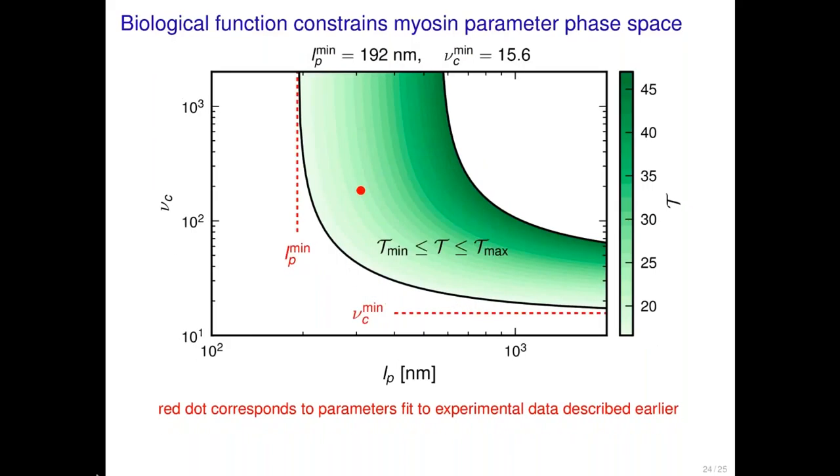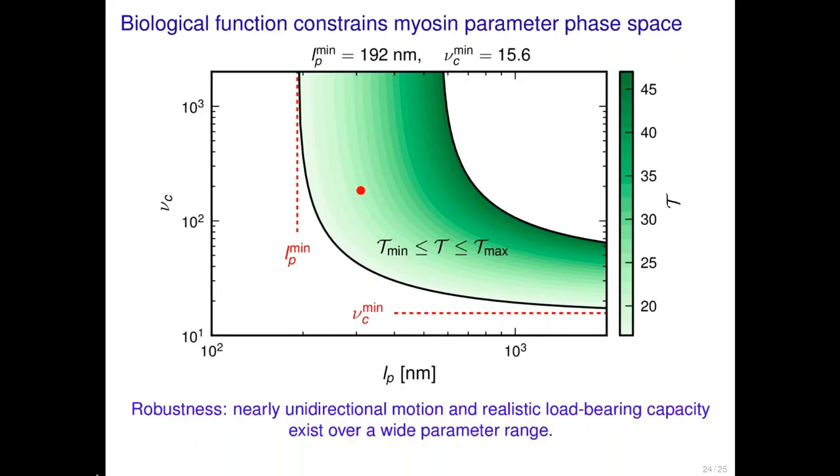So we looked at something that may be easier to change, namely the constraint strength with which the head binds to actin, and the persistence length. This, of course, is a good polymer, so maybe it's easily changeable. Again it's the same criterion, and you can see there's a lot of space in which you can engineer myosin 5 to be processive with the same criterion, that is, mostly forward and so on. Okay, robustness.